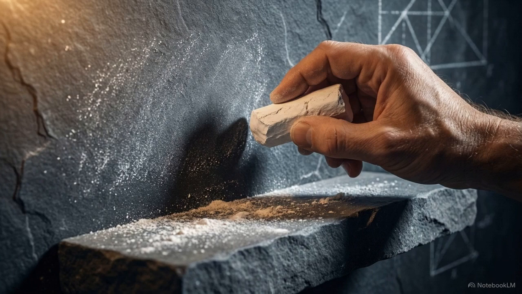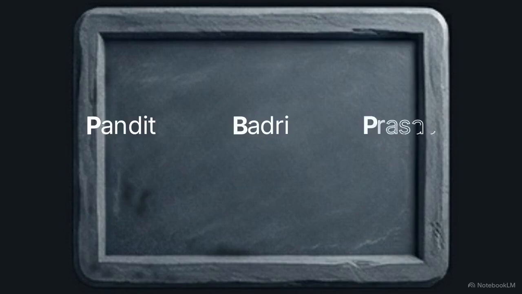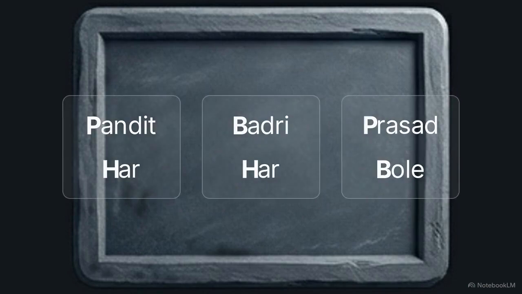We can translate these 3 sides into our primary trigonometric ratios using the Pandit Badri Prasad mnemonic. On your paper, write the first row of your cheat sheet, Pandit Badri Prasad. Directly beneath those words, write Har Har Bole. This creates 3 vertical columns. We label these columns using the rhyme Sona Chandi Tole, which gives us our headers, Sin, Cos, and Tan.